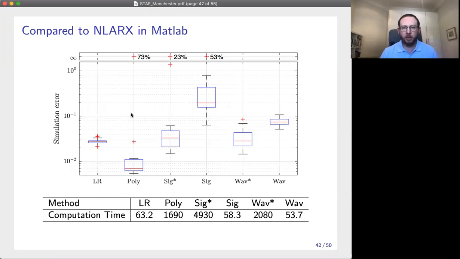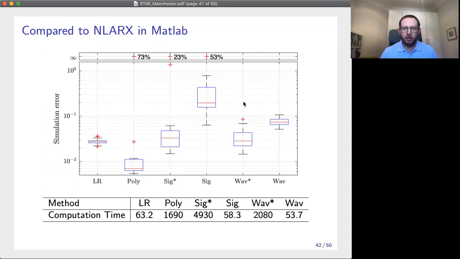And we've got a bunch of simulation results comparing this structure to the nonlinear ARX structures in the MATLAB system identification toolbox. These are all the various different structures from that toolbox. The key point to look at here is the percentages up the top, which are the number of times we found an unstable model using these tools. So many of the models in the system identification toolbox often found unstable models.